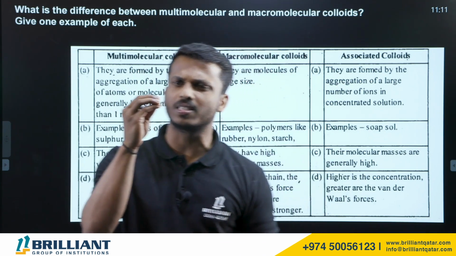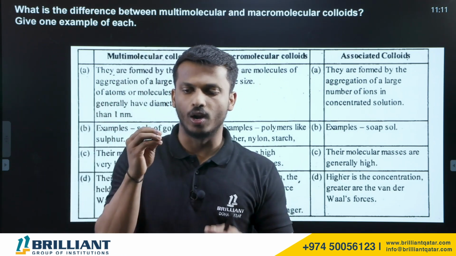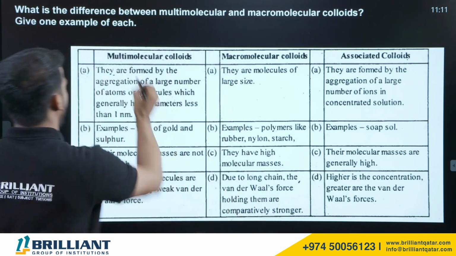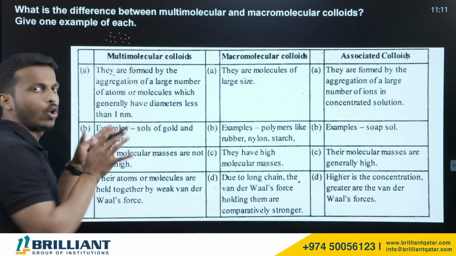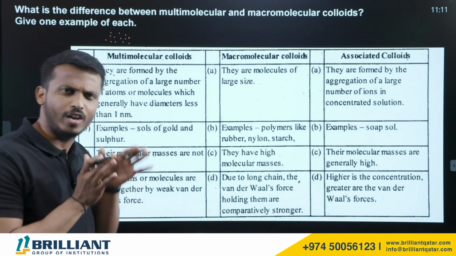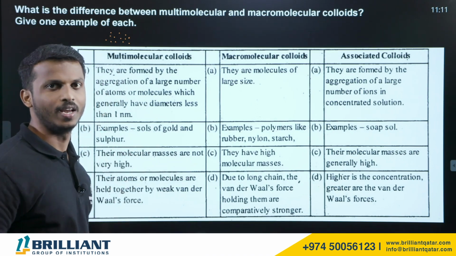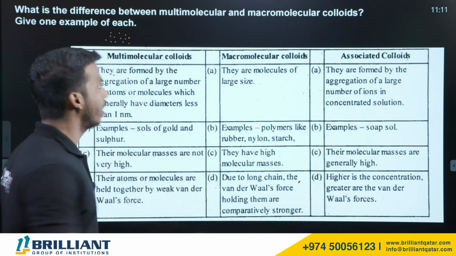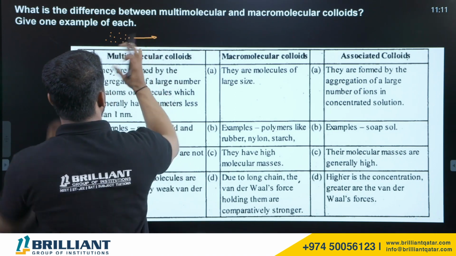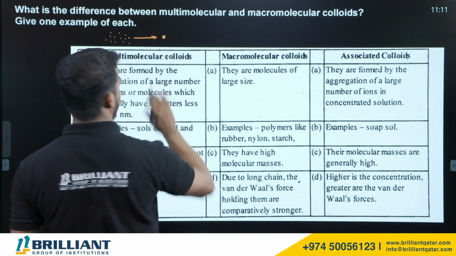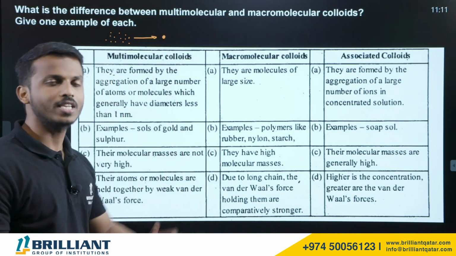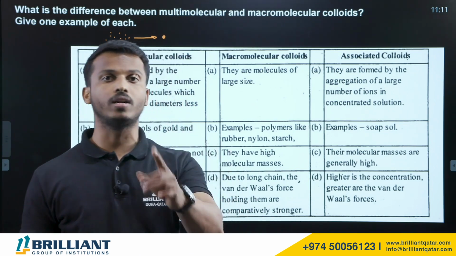Multimolecular means their particles are very small. Initially they are not in the colloidal range of 1 to 1000 nanometer; they are very small, much less than 1 nanometer. So how can they get into colloid? By aggregation. These particles aggregate, meaning join together, and get into colloidal dimension of around 1 to 1000 nanometer. These types of colloidal particles are called multimolecular colloids.